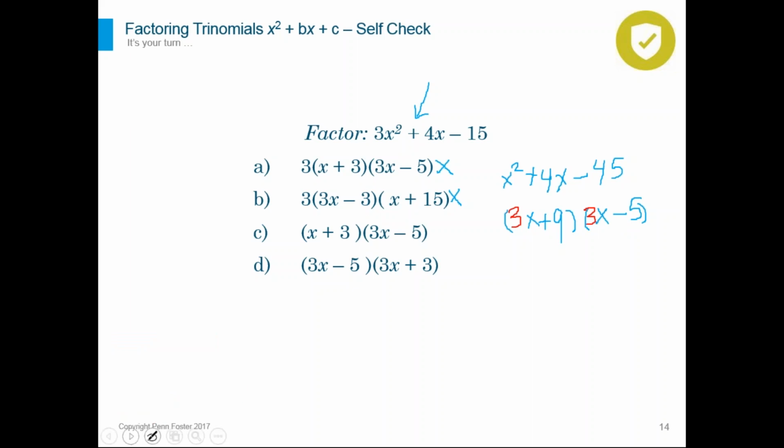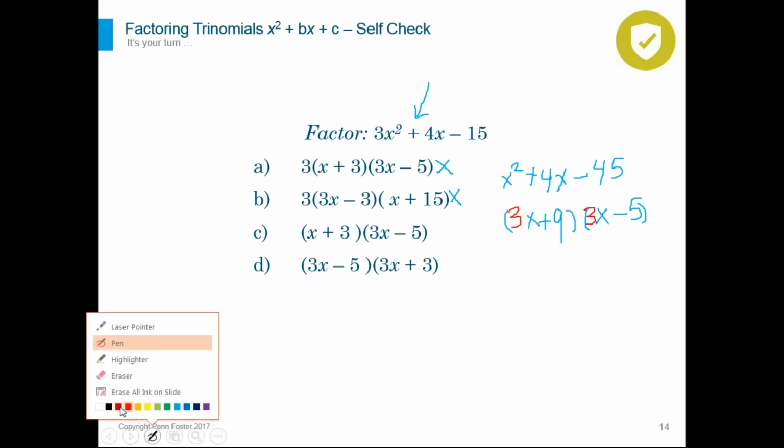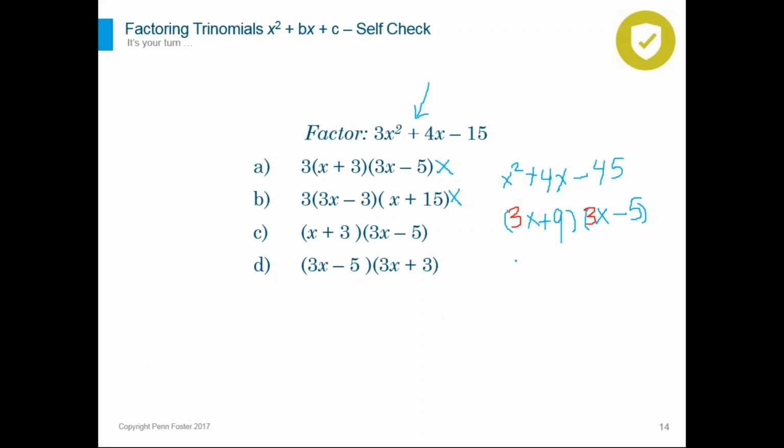Factor out the greatest common factor from each binomial if possible. I see 3 and 9. 3 is a common factor, then it's going to be x plus 3. 3 and 5, nothing common, then 3x minus 5. And then this 3 is extra. I do not need that.